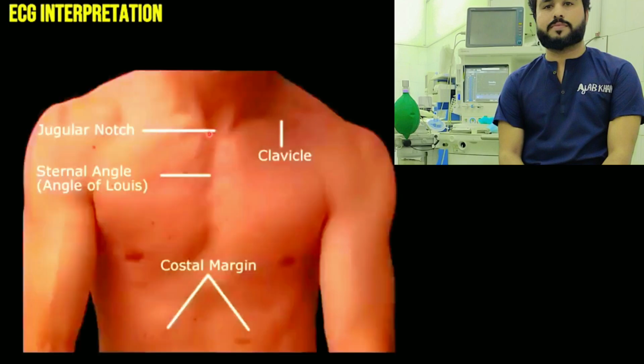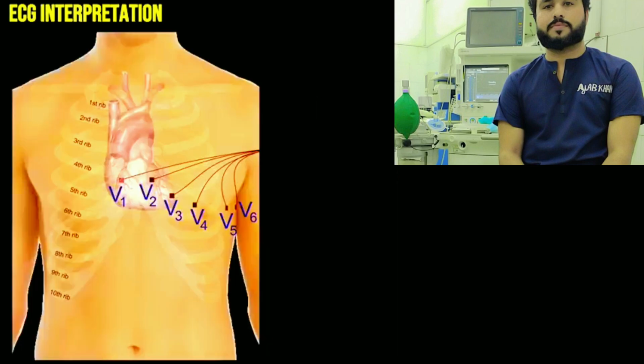Now, how will you place these precordial leads? Basically, you palpate the sternal notch or jugular notch and you keep going downwards. You will feel a small ridge called the angle of Louis, also called the sternal angle, where the manubrium joins the sternum. When you go to the right side, you will feel a rib. Beneath that rib is the second intercostal space. Then you palpate the third intercostal space and the fourth intercostal space. In the fourth intercostal space, beside the sternal body, you place the V1 lead.